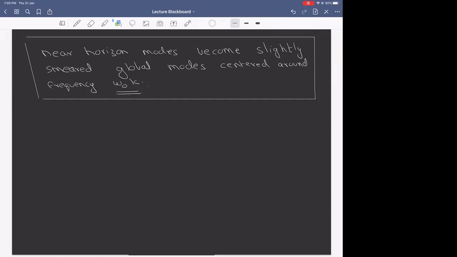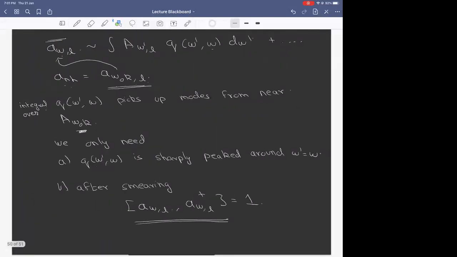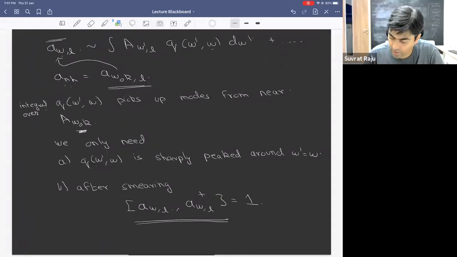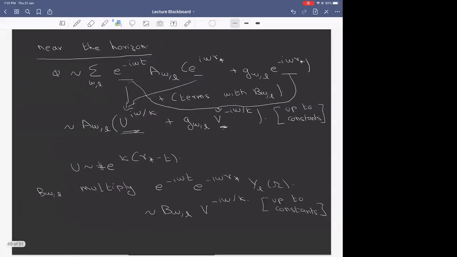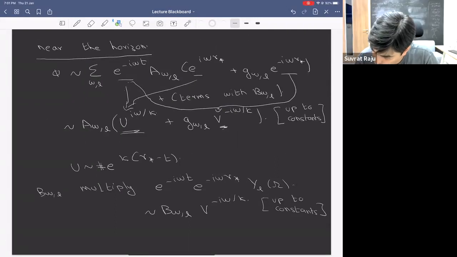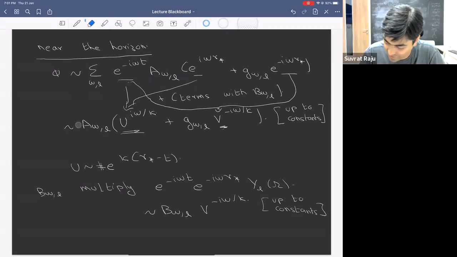Hi, Suvrat. Just going back to the near horizon expansion of the field. You go from having a summation over omega and L, and then you lose that summation, but you still have an omega and an L in that expression. Could you just explain that to me? Oh, you mean maybe I didn't write down the Y L omega? No, it wasn't that I lost the sum. I should have written the sum. Thank you.